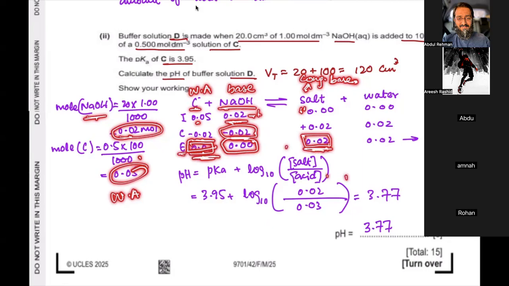So now we use the expression for the pH of a buffer. We put in the values and get the pH.